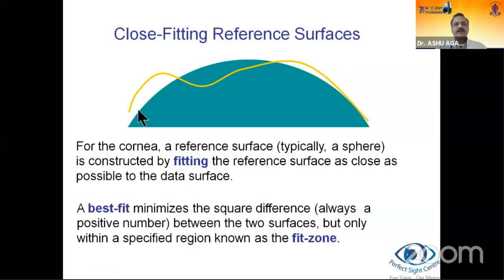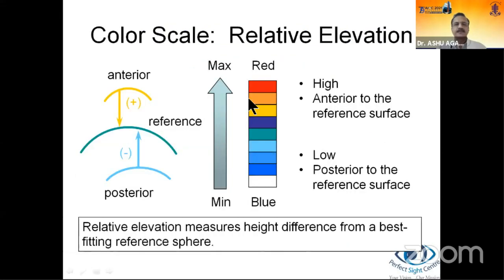So reference surfaces are close-fitting surfaces, and we try to get a best fit surface. So for instance, if this yellow line is the actual object, then we get a sphere, a surface which is closest fitting to it, and then we compare. So anything higher than this close fit sphere, best fit sphere, would be shown as a warmer color. Lower ones would be shown as cooler colors. Now this thing would make a little more sense, which I talked about.